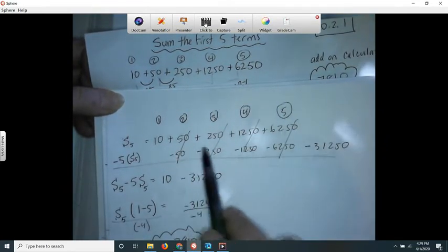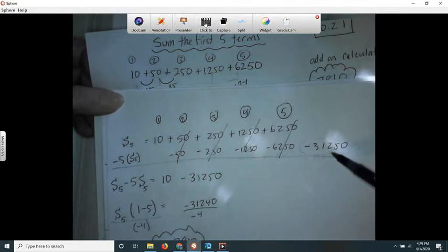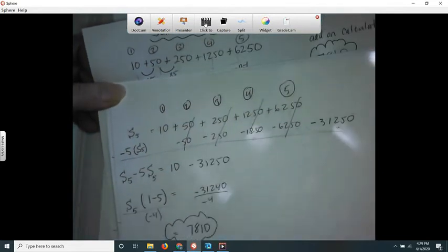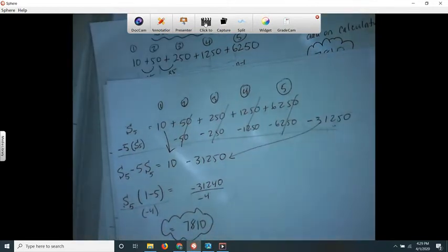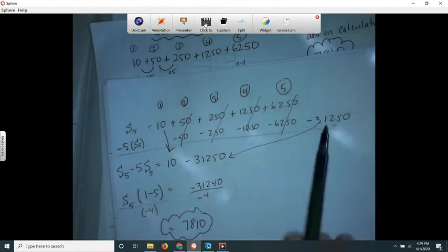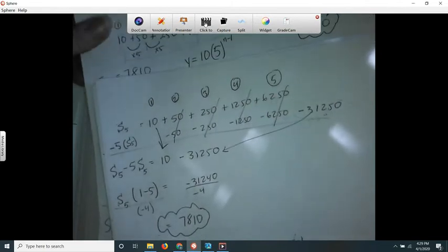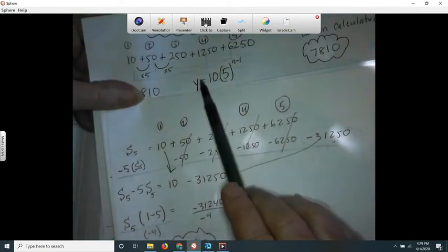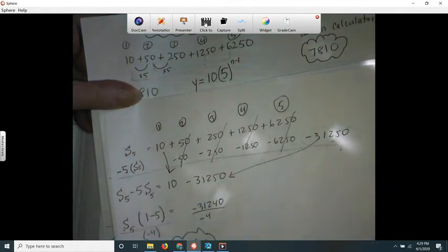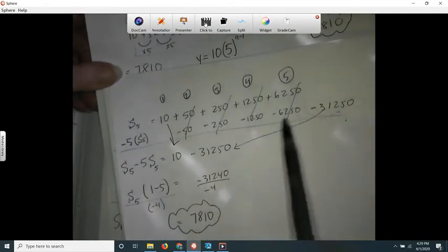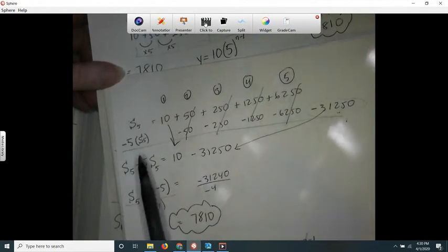But there's 1, 2, 3, 4. Negative 5 times this gives me this one, so this one doesn't have anybody to cancel out with. So I just end up with the first term minus the last term, but it's not really the last term. Remember, this term is described by 10 times 5 to the n minus 1. So this is, I guess, the one after the last term. Anyway, if this makes any sense, this can be S sub 5 minus 5 times S sub 5.